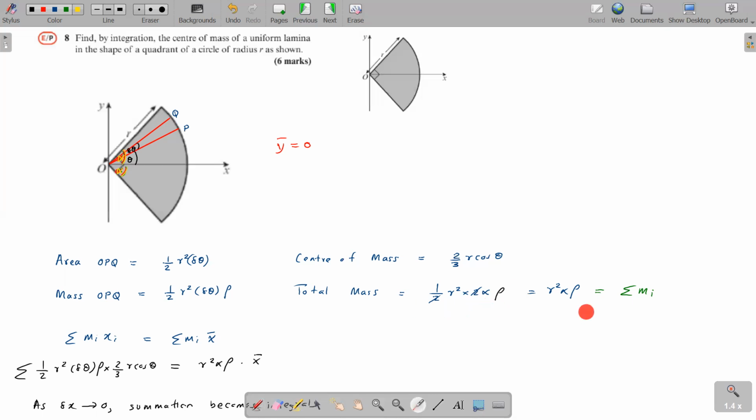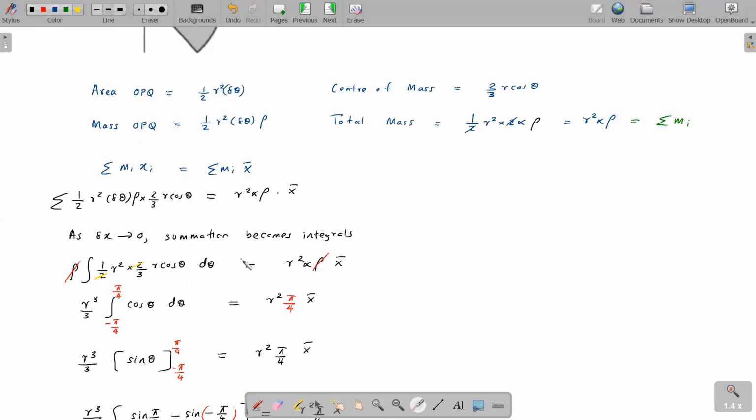All right, guys. So I get here r squared alpha, and make sure you multiply by rho because area converts to mass when you multiply it with rho. So that's the sigma mi. That's the major difference I did over here. So you can see I have actually used all these values in this equation. So you are familiar with using this now. So go through it slowly and you can see I've gotten the answer.